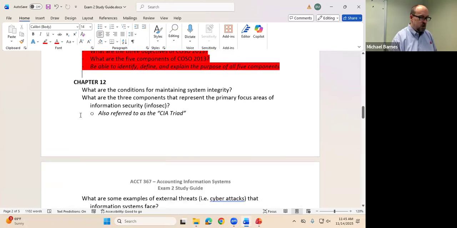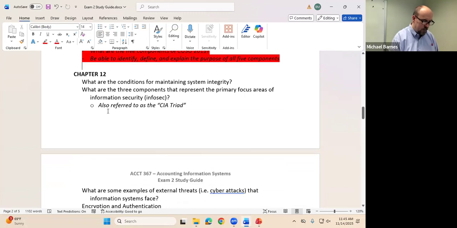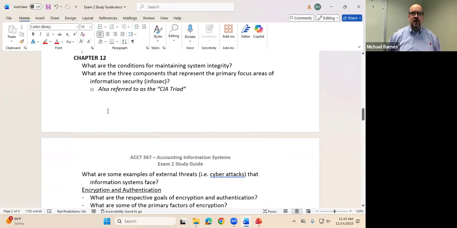All right, chapter 12. So what is the CIA triad? Does anybody remember the 3 words in the CIA triad? This is the 3 components that have to exist in order to make sure that an information system is secure. The information has to be confidential. We have to have integrity of information, and it has to be available. So confidentiality, integrity, availability. Those are the three components of the CIA triad.